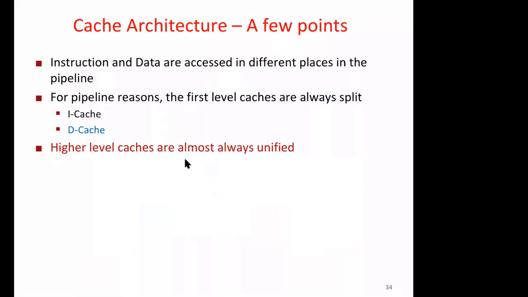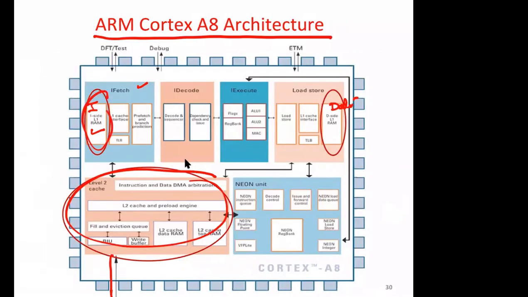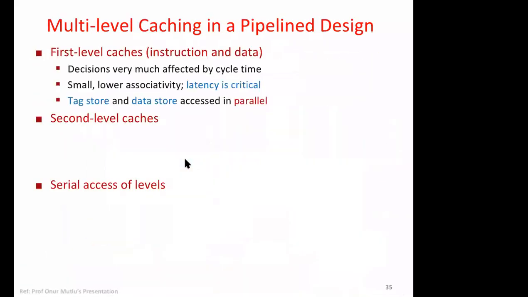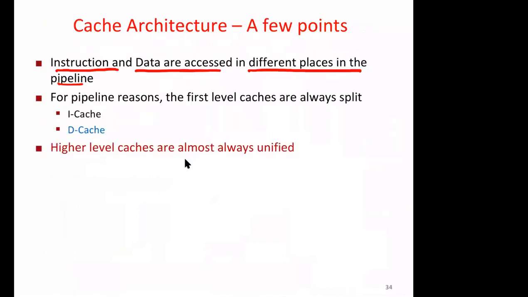Instruction and data caches are accessed in different places in the pipeline, right? The instruction cache is at the beginning, and the data cache is placed at the end of the pipeline. That is the reason first level caches are always split. When we are using pipelining, we split it so that operations can be done in parallel, and the locations can also be different.